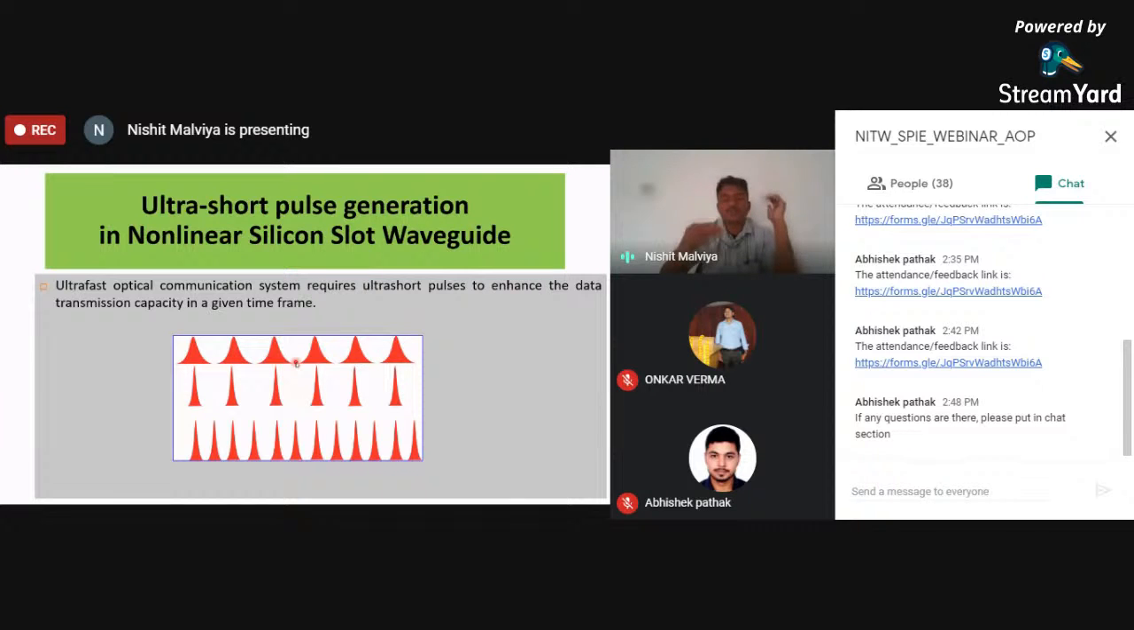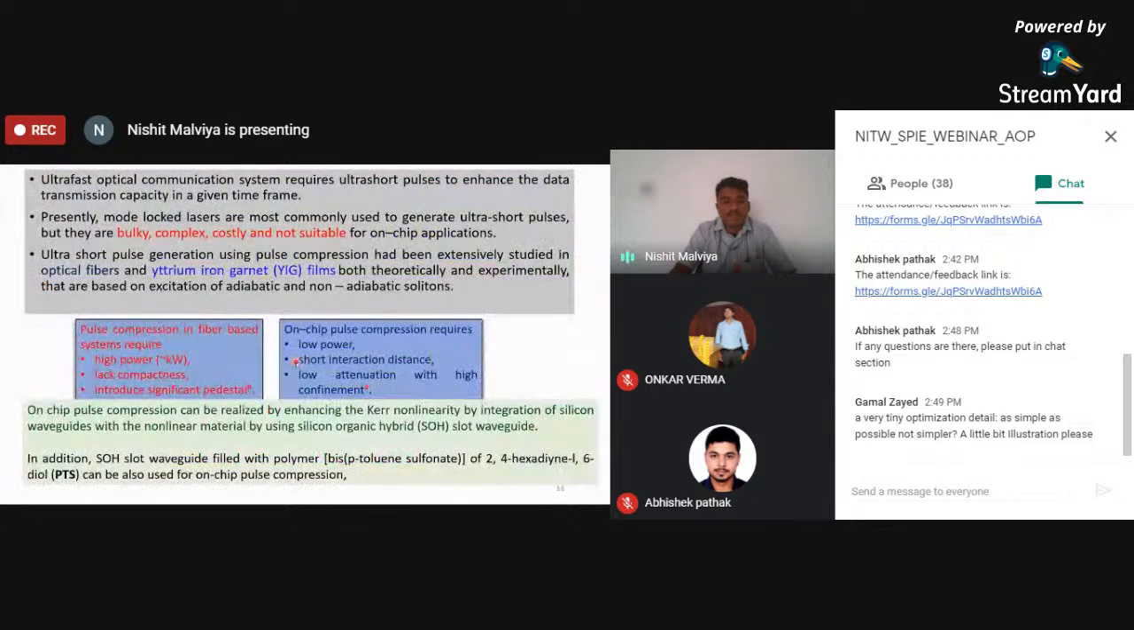the data rates. We need a very high data rate, which means we need a very small width of the optical pulses. By using the nonlinear silicon slot waveguide, we can generate ultrashort pulses on chip. For that purpose, we utilize the silicon organic material there.